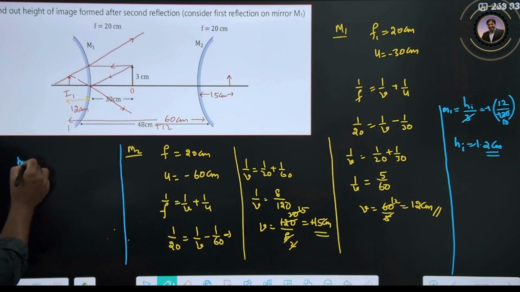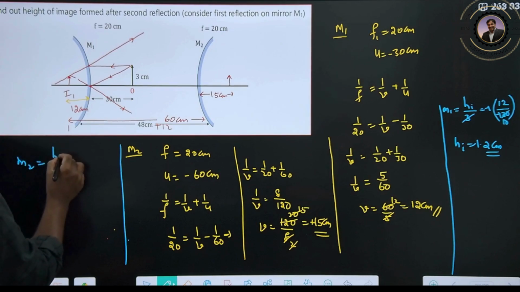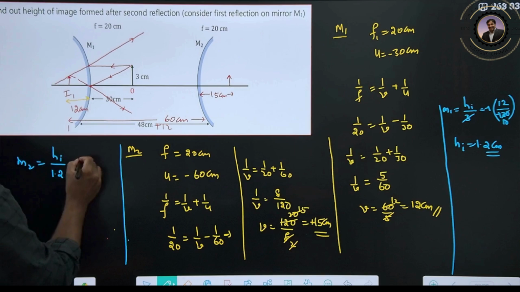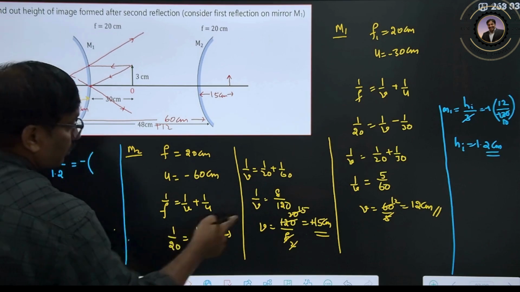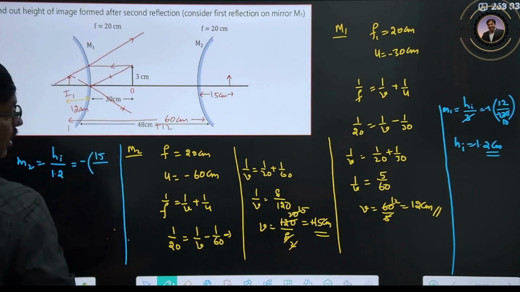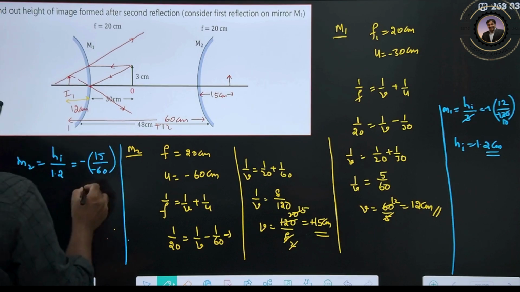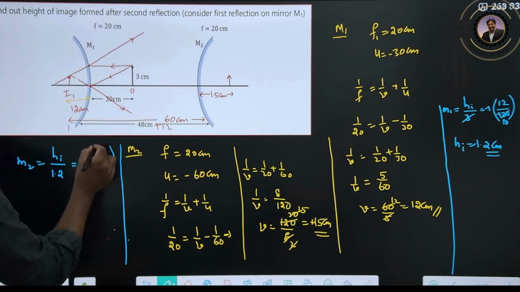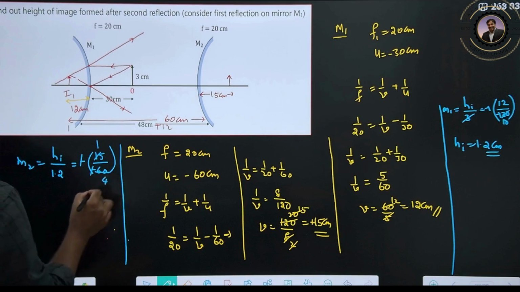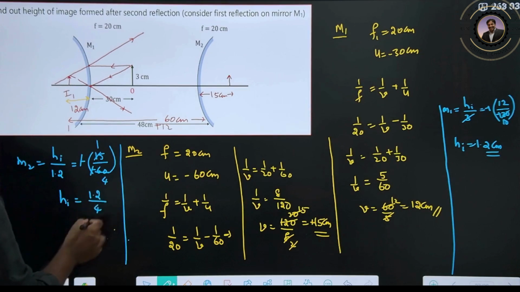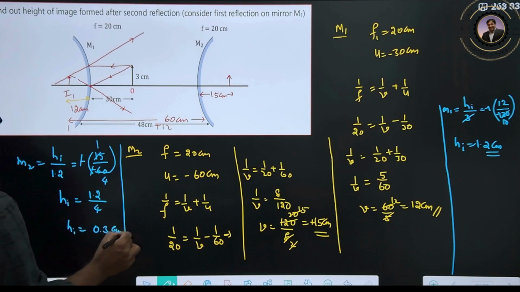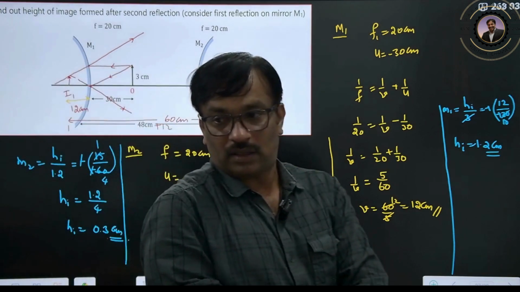Now, this magnification due to m2, so the height of the final image, height of the object is 1.2. It will be equal to minus v by u. v is nothing but 15, divided by u, which is minus 60. Clear? Therefore, you can cancel it here: 15 ones are 15, 15 fours are 60. So the height of the image equals 1.2 divided by 4, that is 12 by 4 tenths. Therefore, the height of the image will be 0.3 centimeter. This is your final height of the image.